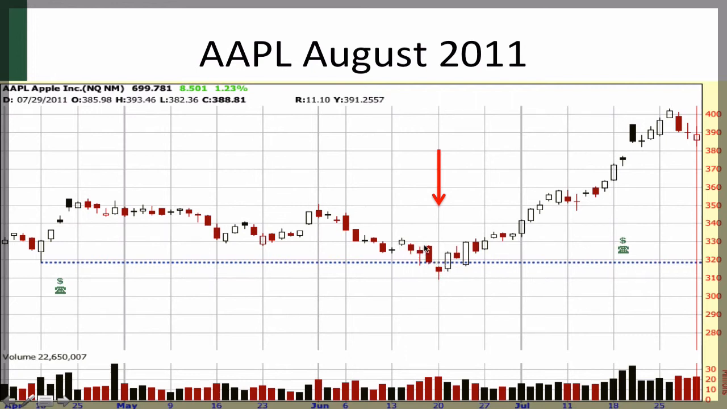So this three candle pattern right here shows a big down day, a gap down to a hammer shape, long wick, narrow real body, followed by a strong up candle. These three candles together is a great reversal signal, especially with this hammer right here.